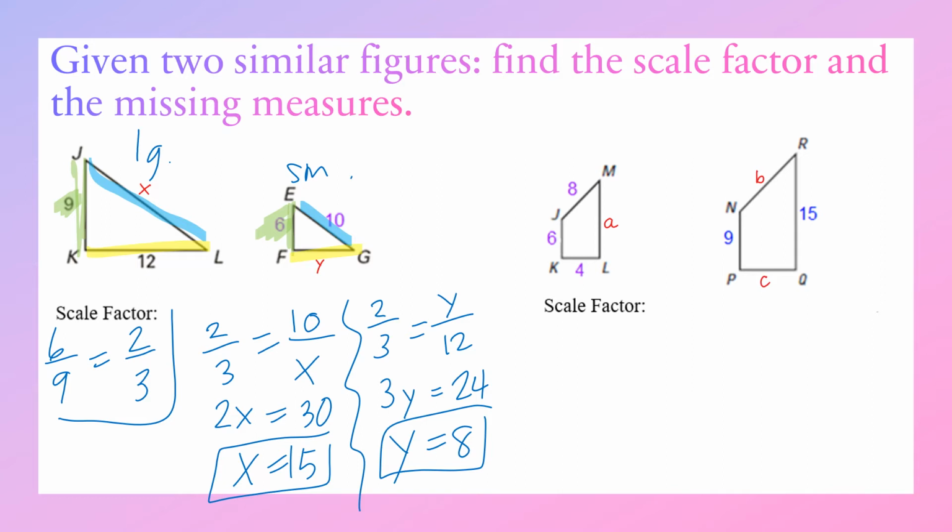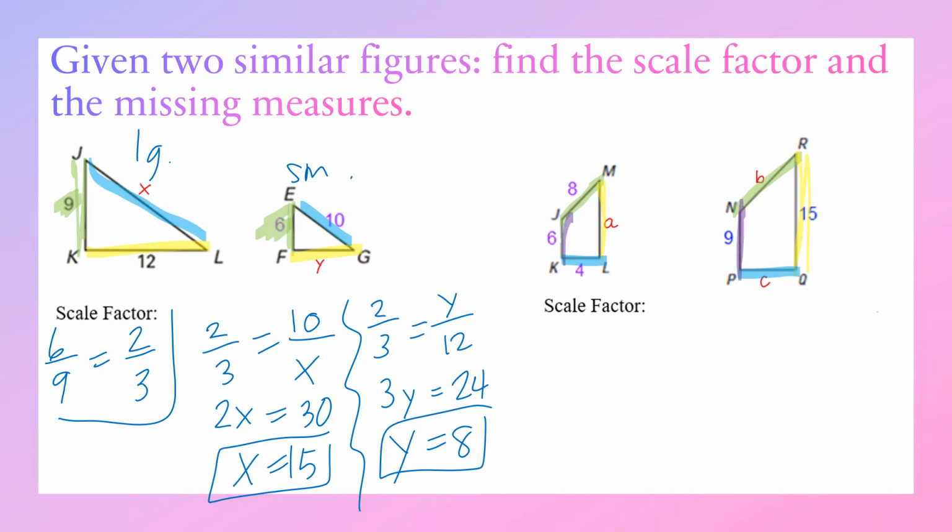I want you guys to go ahead and try the next one, and then I will do the answer for you, obviously. So I'm going to highlight the sides that go together, and they are written in this way for a reason, so that they didn't have to write a similarity statement. C goes with 4, and JK goes with NP.